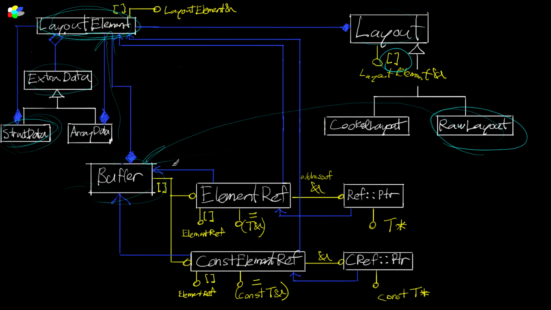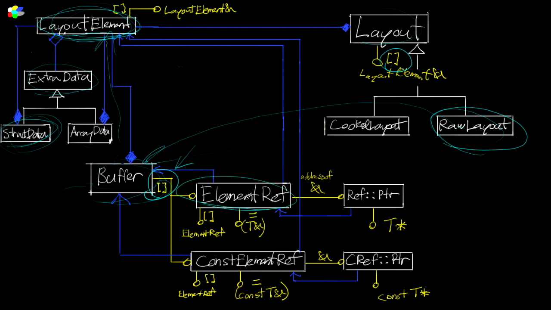You declared a layout. Maybe it was a simple struct with 3 floats. You want to access those floats, so you access them by their name. You use the index operator, right? You key into the buffer. The buffer navigates its layout elements, finds the matching one, and returns a reference, an element reference.